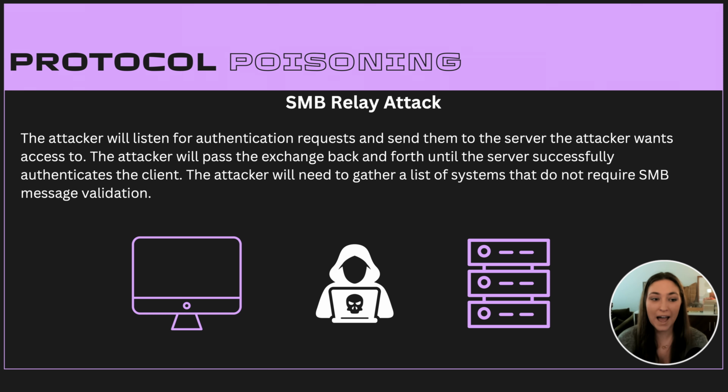The attacker will pass the exchange back and forth until the server successfully authenticates with the client, and the attacker will need to gather a list of systems that do not require SMB message validation. Let's dive a little bit deeper into this. I have a step-by-step on what you're going to do. The first thing you're going to want to do is gather a list of servers with SMB signing not required. Like I said, Nmap, Nessus, CrackMapExec.